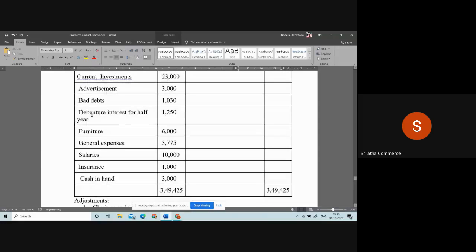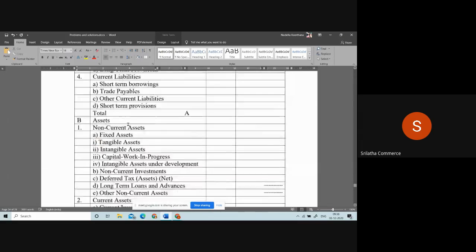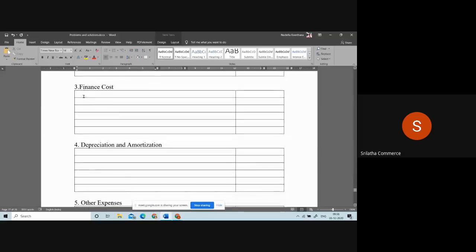Then comes debenture interest for half year. So interest on debentures comes under finance cost, 1,250. Take it to the inner column under finance cost, interest on debentures. You can write for 6 months. How much had he given, ma? Interest on debentures?